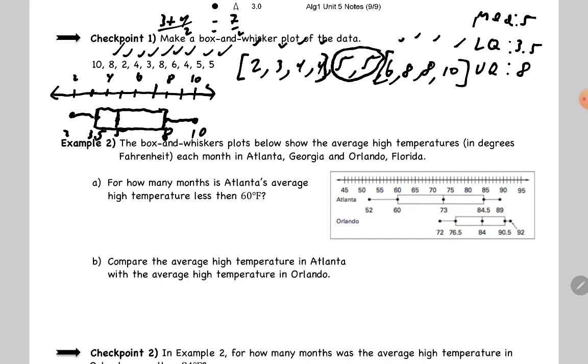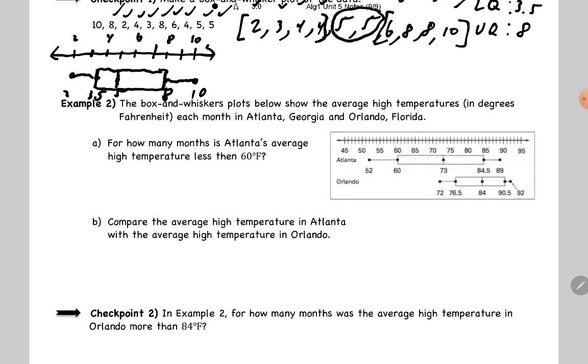Okay. The box and whisker plots below show the average high temperatures in degrees Fahrenheit each month in Atlanta, Georgia, and in Orlando, Florida. For how many months is Atlanta's average high temperature less than 60? So we go to Atlanta's box and whisker plot there. So that's that upper one. So for how many months is Atlanta's average high temperature less than 60 degrees?